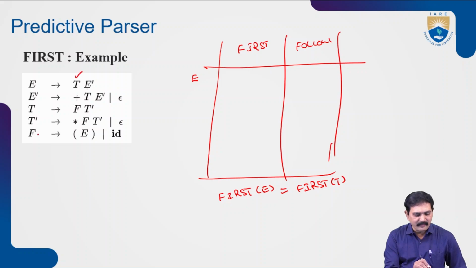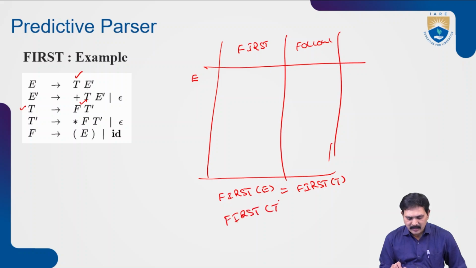Based upon this, again, where is the first of T here? First of T equal to, you can write... okay, what the next non-terminal is. The first symbol of the T production is first of F. First of F. Here this is the F production.